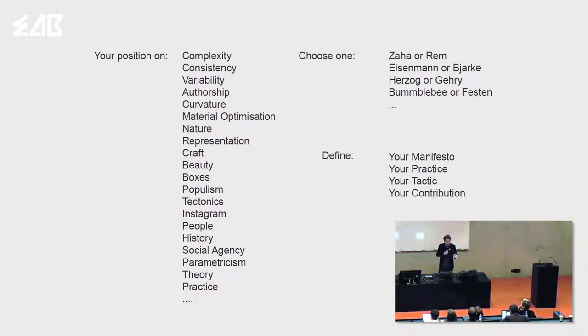For example, Jose will get a question about craft and beauty, maybe, and Daniel will get a question about authorship and maybe populism, and then we construct a spectrum from there. Everyone will also get the Eisenman or Bjarke question, which is very important to define the spectrum. So I'll leave it there, and then we can continue with you in the studio. I think Florian. Yeah, there. Okay.